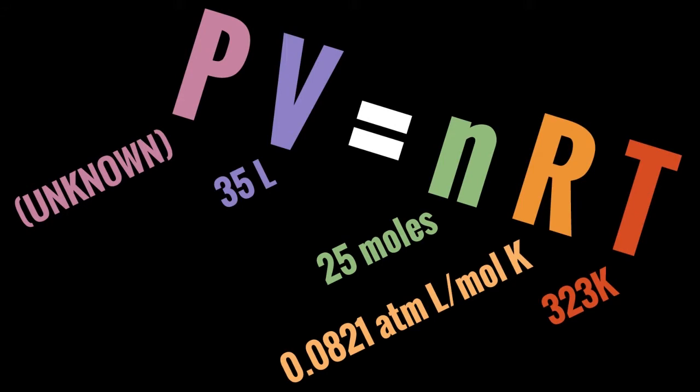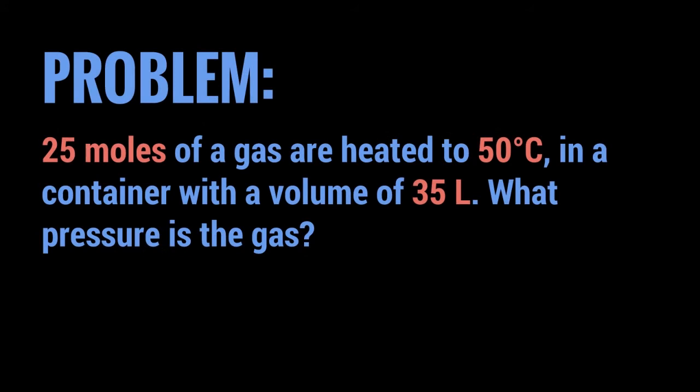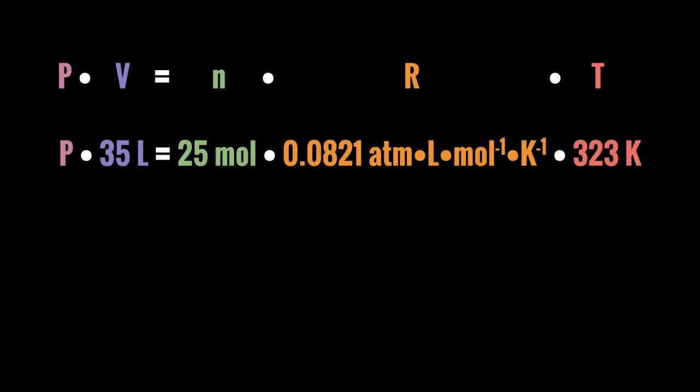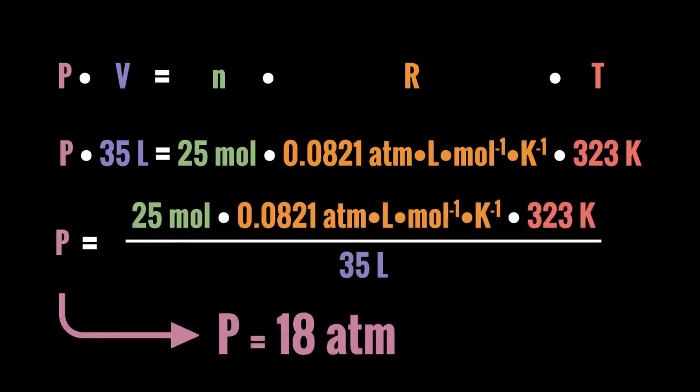Now, if you're wondering where we got 323 Kelvin, we are given that it's 50 degrees Celsius, and to convert to Kelvin, we'll add 273. Right, so we have our base equation, we plug in the values, P equals that fraction over there, we just brought P to one side, and we solve for P: 18 atmospheres of pressure.